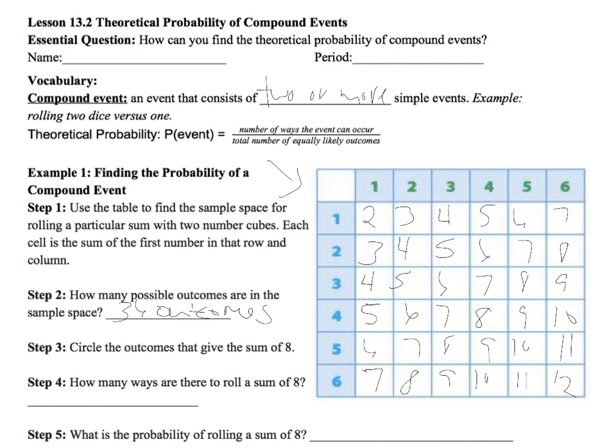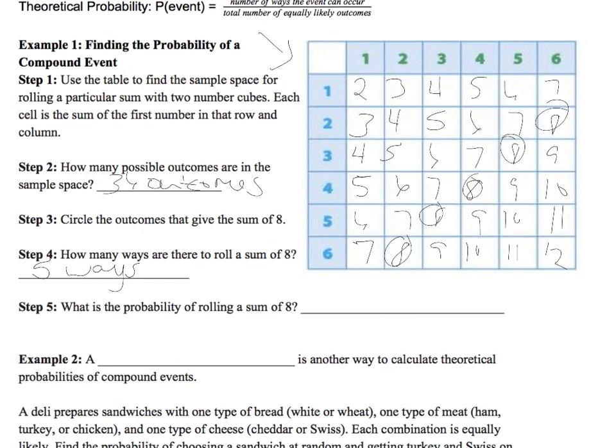So now I'm going to circle how many times I have an outcome of 8. And I see here that rolling a sum of 8 shows up 5 times. So there are 5 ways. Therefore, the probability of rolling a sum of 8 is 5, which is the number of ways the outcome occurs, out of the total 36 possible outcomes. And we can turn that into a percent and say that we have a 14% chance of rolling a sum of 8 if you were to roll 2 dice.